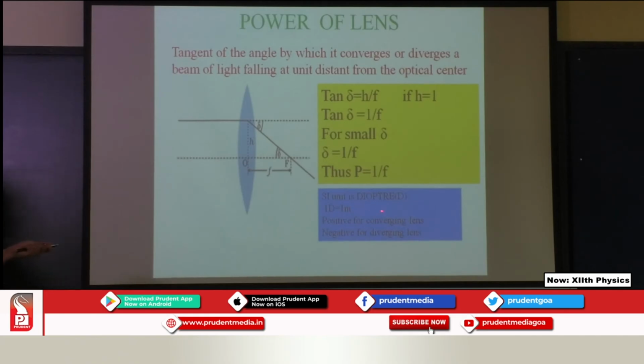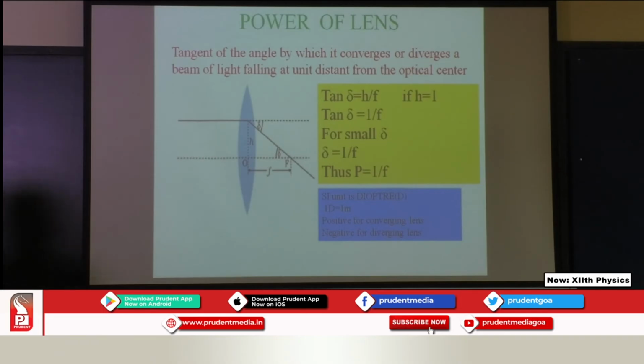So, here I have got the SI unit dioptre, given as capital D. So, 1 D is equal to 1 per meter. The power is positive for the converging lens and it is negative for the diverging lens. So, this is how we get the power of lens.